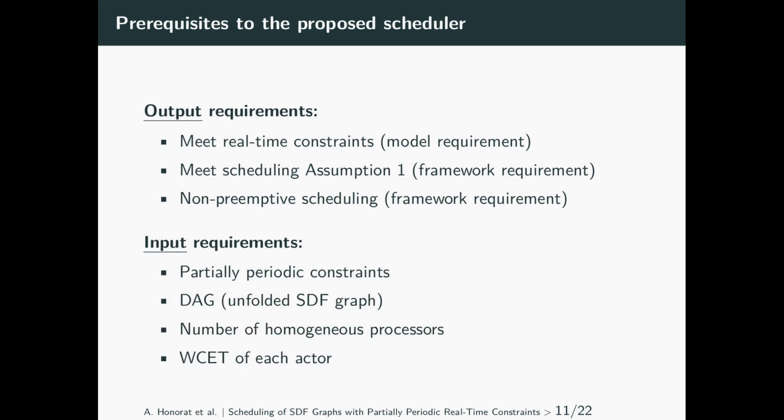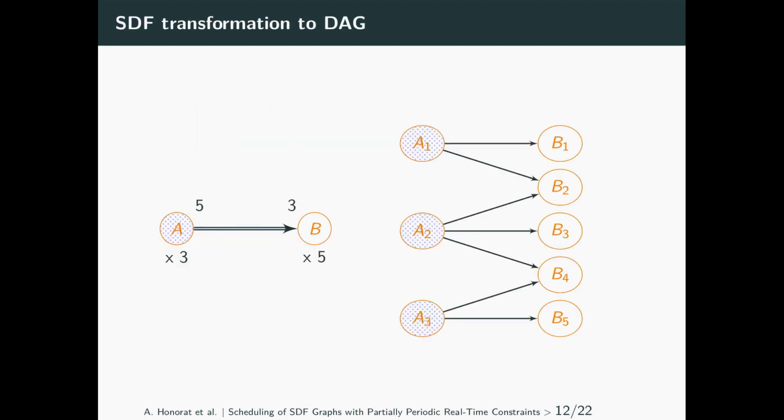Regarding the input, we require the partially periodic constraints, a directed acyclic graph of firings, deduced from the SDF graph of the application, the number of homogeneous cores, and finally the worst case execution time of each actor. Let's see now an example of SDF graph to directed acyclic graph transformation. This is done easily with linear complexity in the number of edges in the DAG. The DAG on the right will be the input of our scheduler.